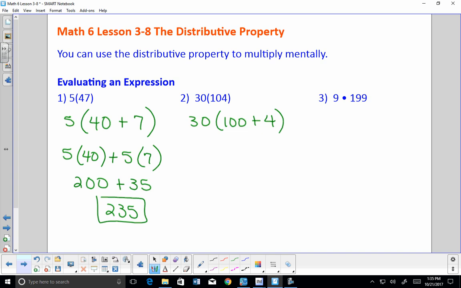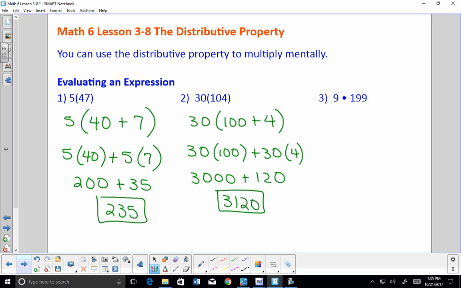I need to distribute the 30 to everything that's in the parentheses, both the 100 and the 4. So, 30 times 100 plus 30 times 4. 30 times 100 is 3,000, plus 30 times 4 is 120. So 3,000 plus 120 is 3,120.